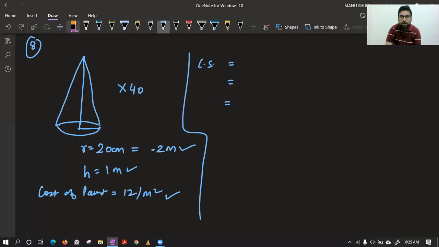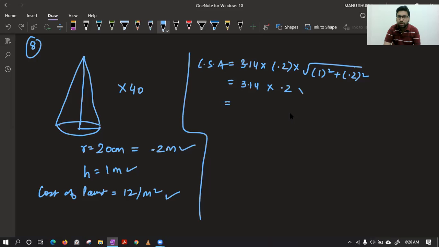Let us write here. Pi is 3.14 into radius is 0.2 into L, which is given by how much, class? Under root. L is given by the same formula, so it will become root of H squared plus 0.2 squared. So we have this thing. Now let us solve further. 3.14 into 0.2 into root 1 squared is 1.